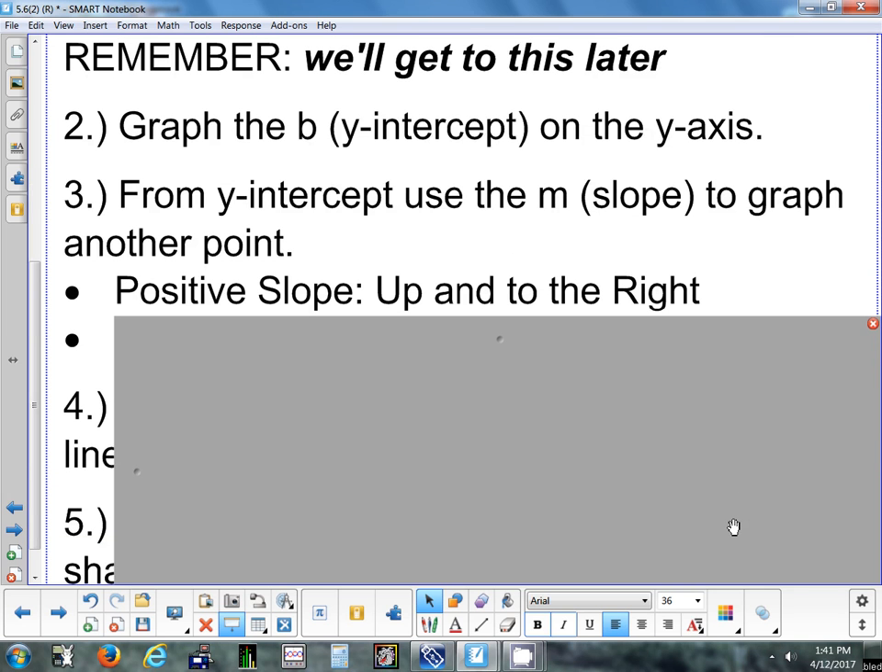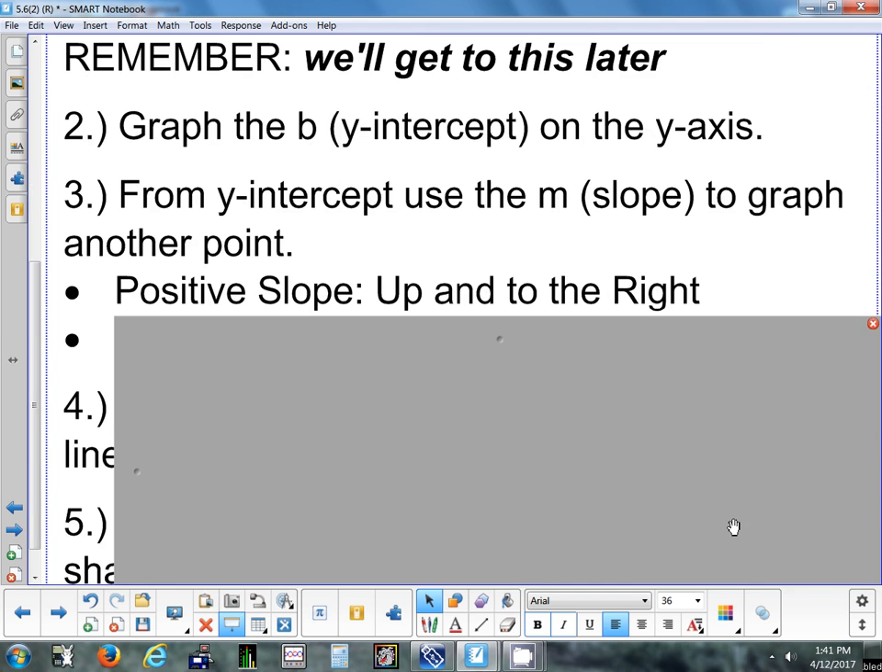There's no dots on that? Oh, underneath 4, you can just write it in for step 4, that's okay. You can just write it in the dots for step 4. So if it's a positive slope, we're going to go up to the right.